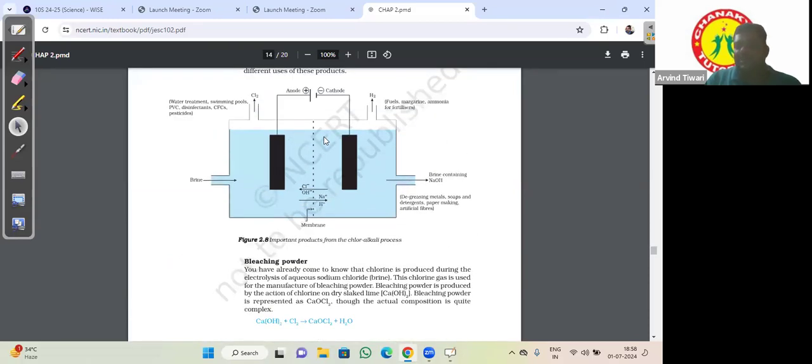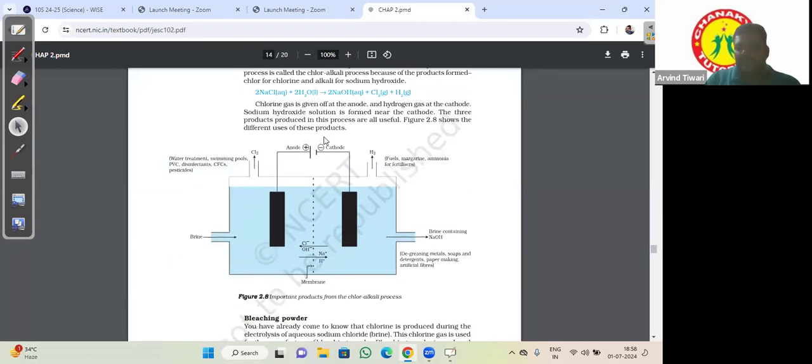This process is there in the syllabus. So we'll see again. We'll quickly revise this in our next class also.